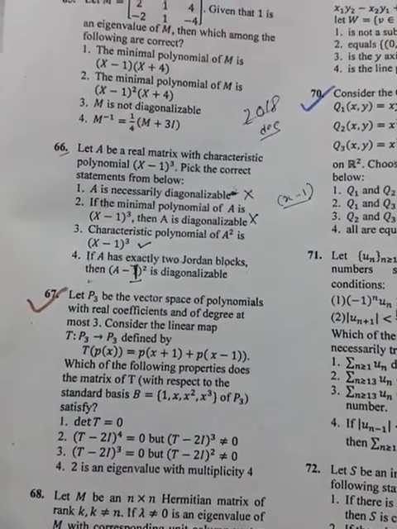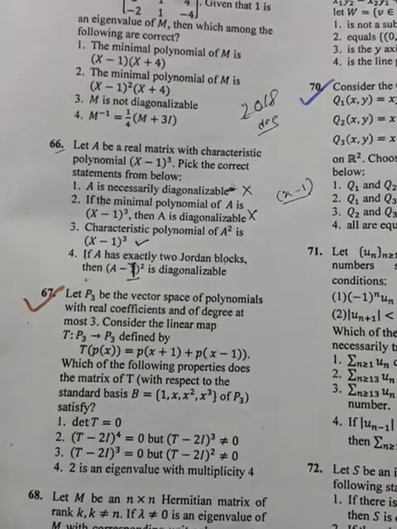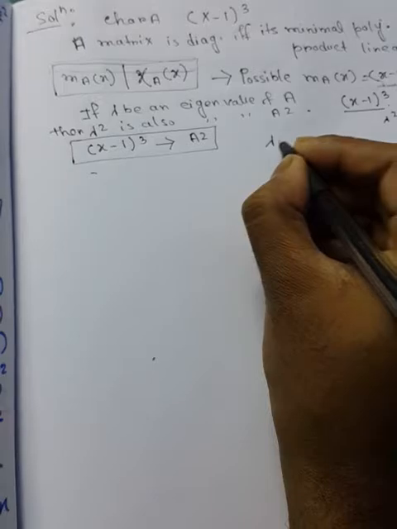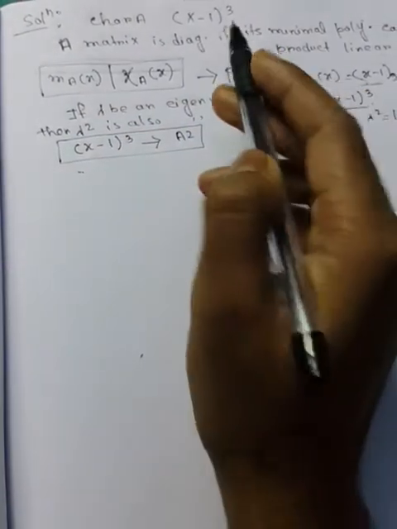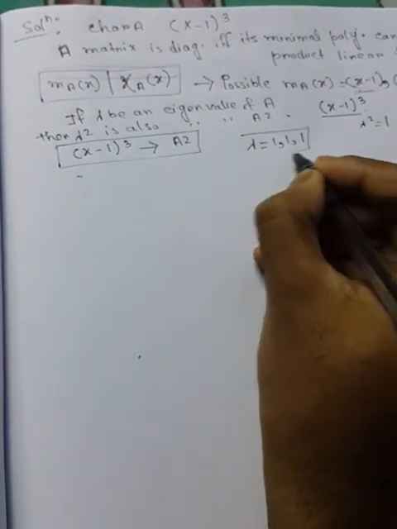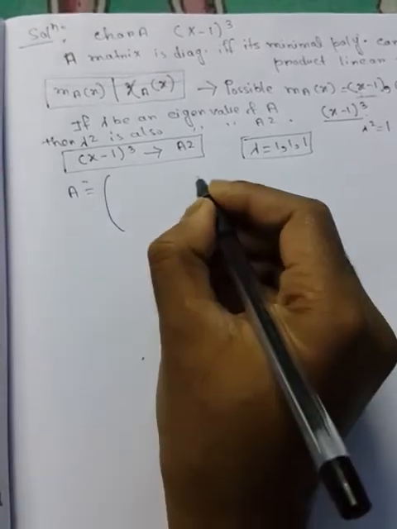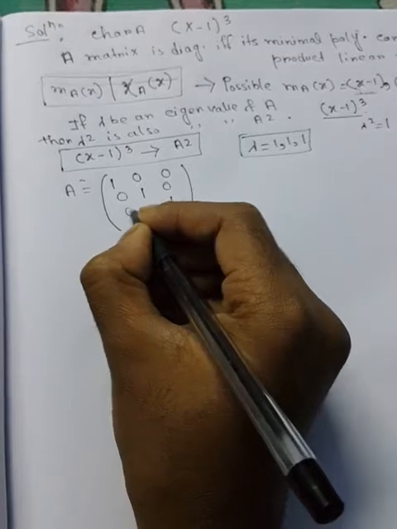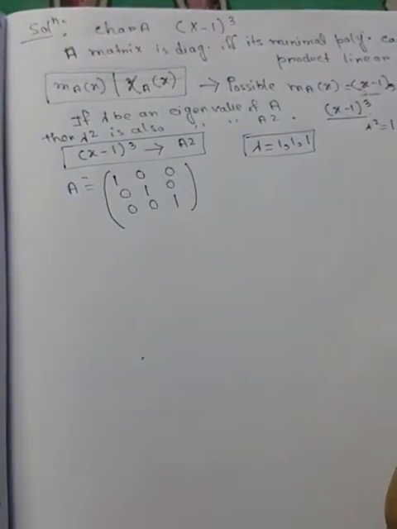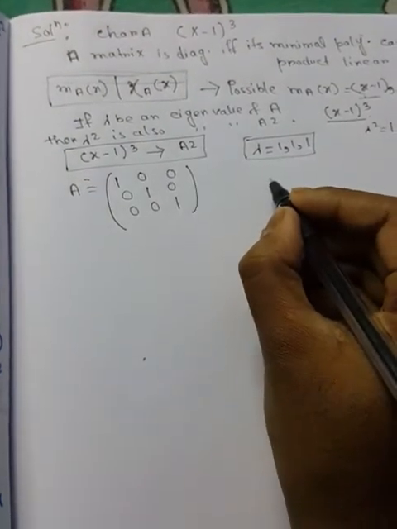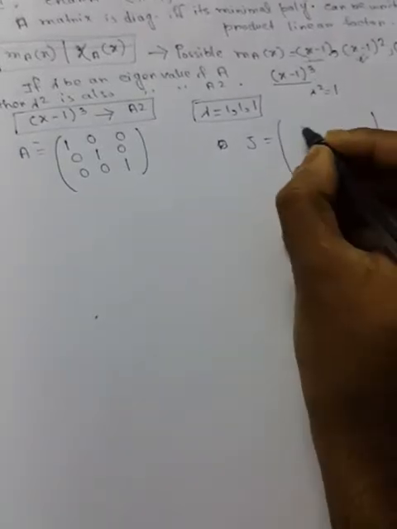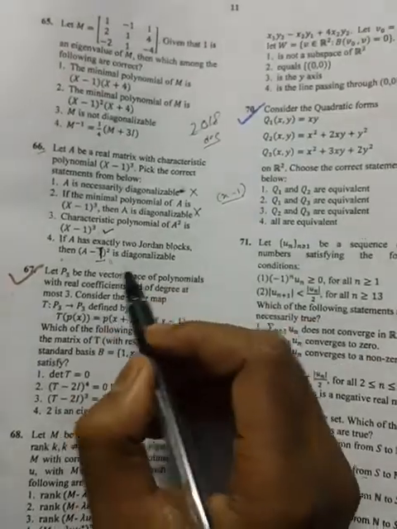And the next option, if A has exactly 2 Jordan blocks, then (A minus I) whole square is diagonalizable. Exactly 2 Jordan blocks. Since the eigenvalues are 1, 1, 1 from the characteristic equation, we can always find a matrix where the principal diagonal element is 1, right? Here the Jordan canonical form, or Jordan blocks, are given as exactly 2 Jordan blocks, right?